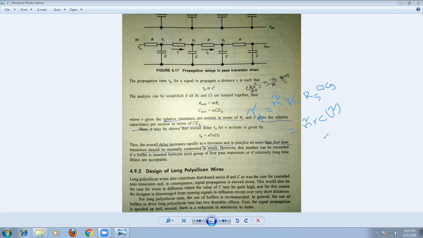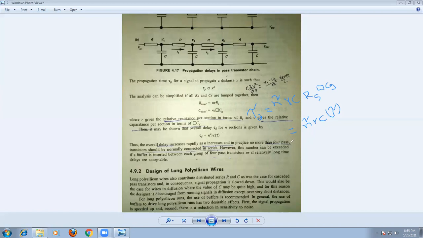So the overall delay in this case increases depending upon the number of stages. As the number of stages increases, this delay also increases. Therefore, particularly in case of VLSI integrated circuits, the maximum number of pass transistors we can incorporate in order to propagate the signal is 4. Only 4 transistors can be incorporated, normally connected in series.